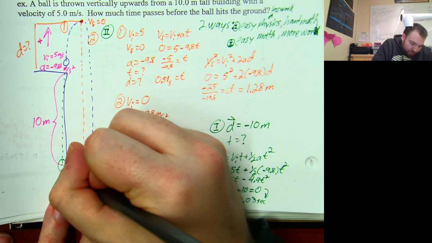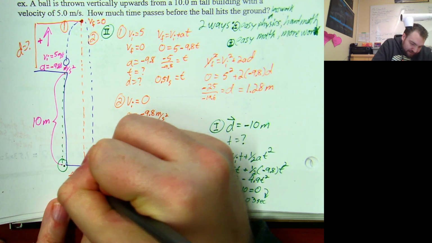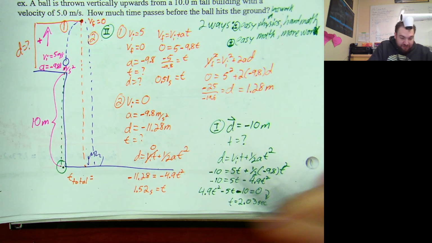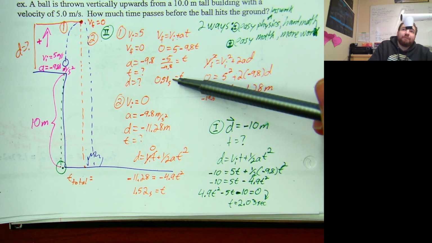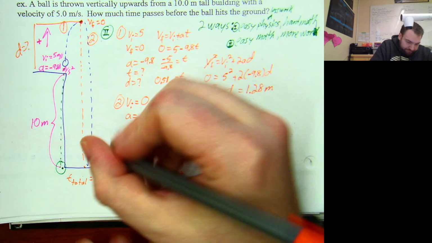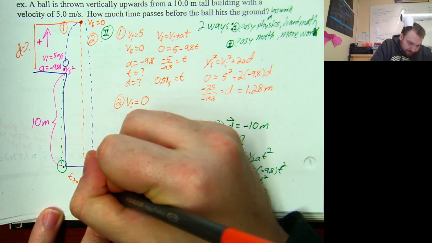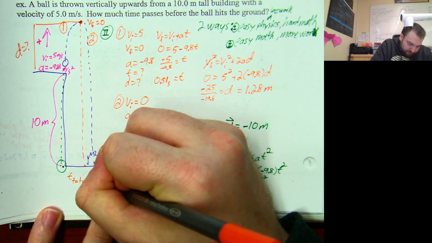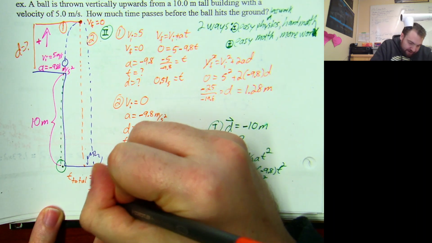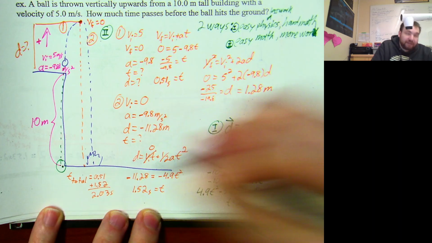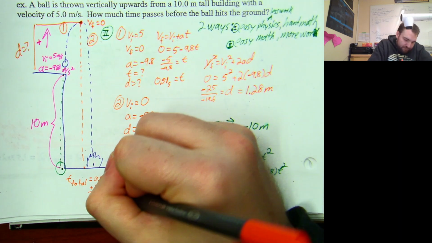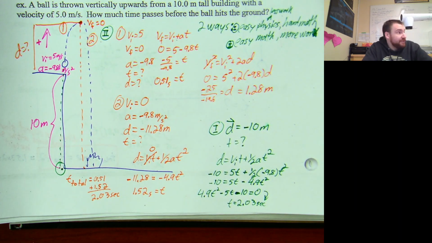And then to find the total time, I'm just going to add these two together, the 0.51 and the 1.52. And you're going to find that that value is going to be 2.03 seconds. Which, it better be the same result, because I can't do the same problem two different ways and get two different times. That would be weird.